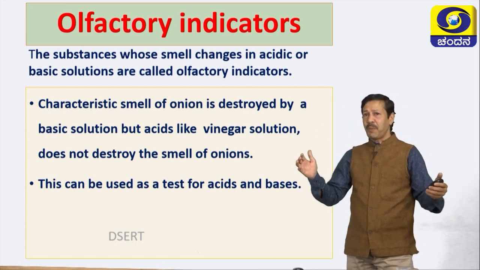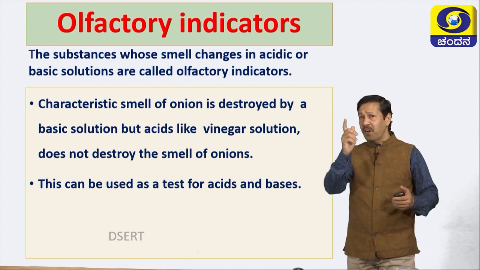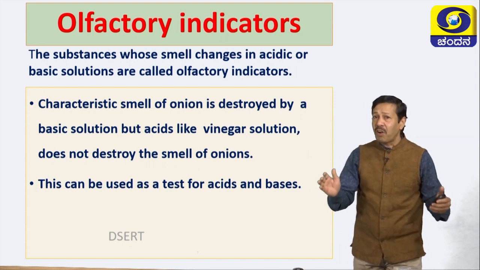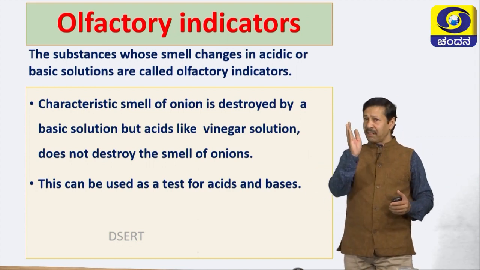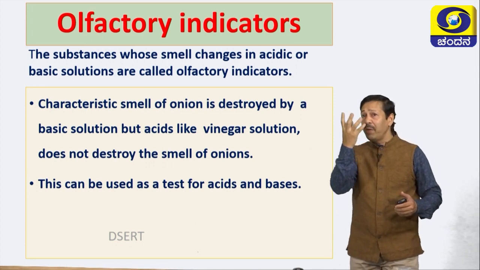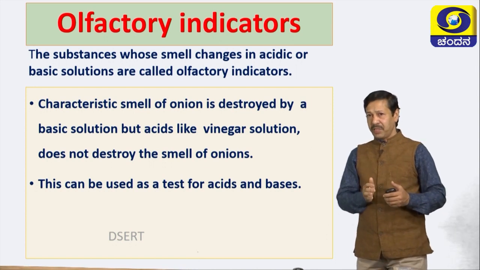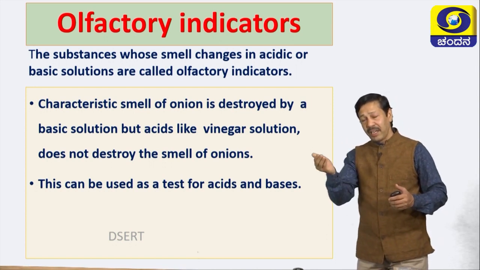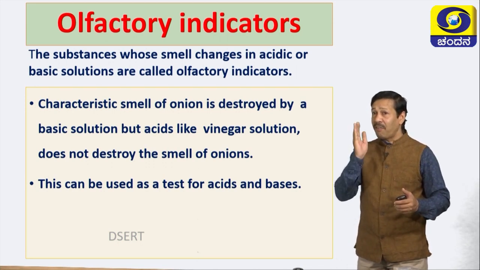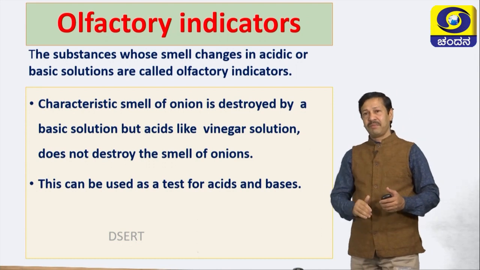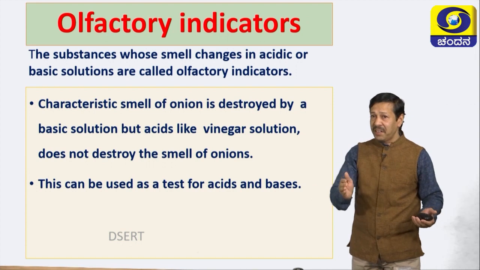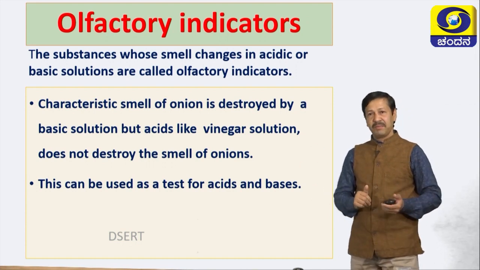The characteristic smell of onion is destroyed by the basic solution, but acids like vinegar solution do not destroy the smell of onion. Now you can remember your everyday life situation, eating of gobi manchuri. In the preparation of gobi manchuri, onion and vinegar both are used. Still, you know, the smell of onion still persists. That means in acidic medium, smell of olfactory indicator is retained.